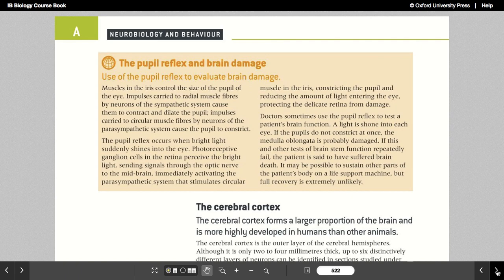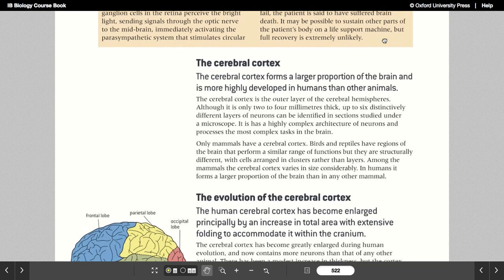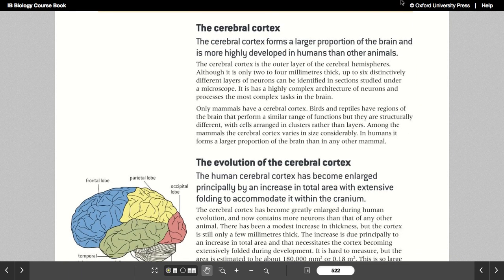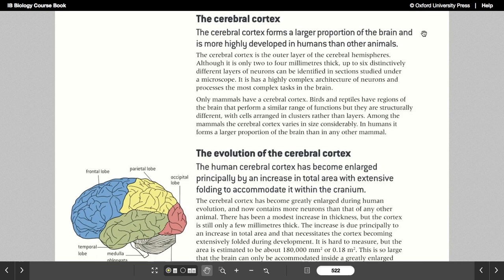Okay. And then we already talked about pupil reflex and brain damage before. So if you shine a light in somebody's eyes after they have a concussion and their eyes are not responding by changing shape of the pupils, it's a sign of medulla oblongata brainstem damage. Okay. The cortex we just talked about before.